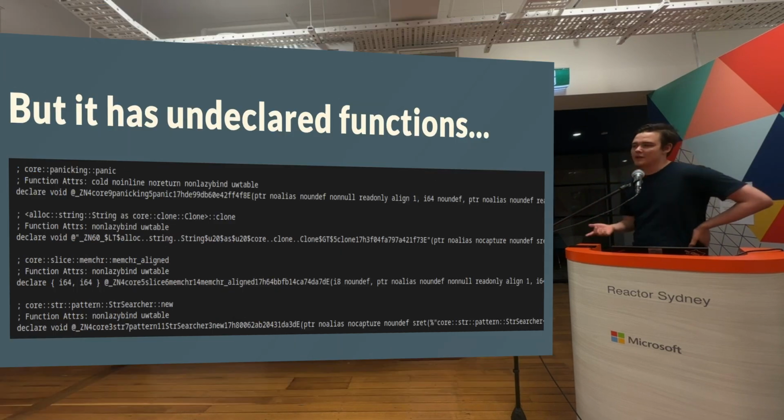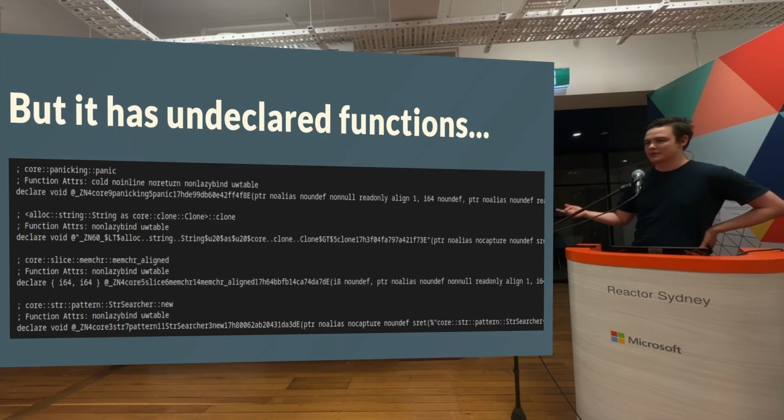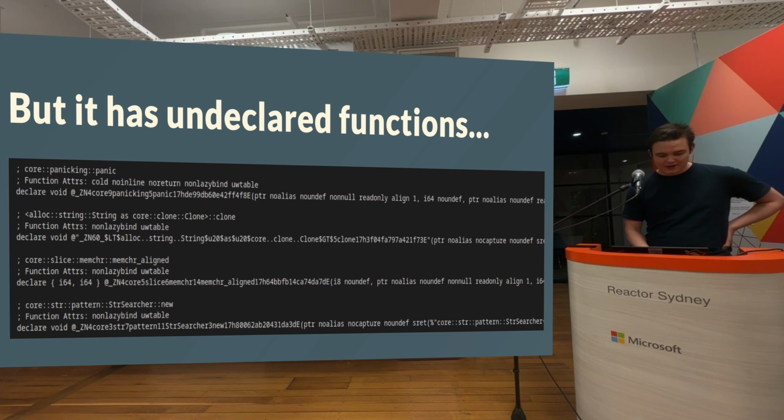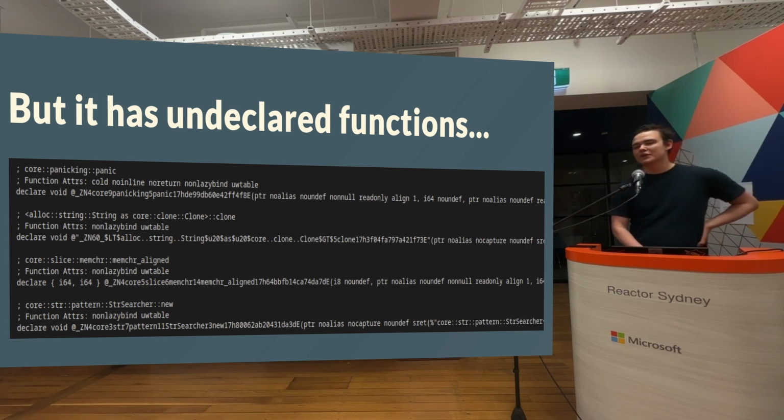But when you look at the LLVM IR that's generated for this crate, you'll see that there's undeclared functions. These functions, can I use the cursor? Yes, I can. It's kind of hard to read, but you can see core, panic, or alloc, string, and so on. So these are functions from other crates. In this case, core and alloc, and potentially any other crate you import.